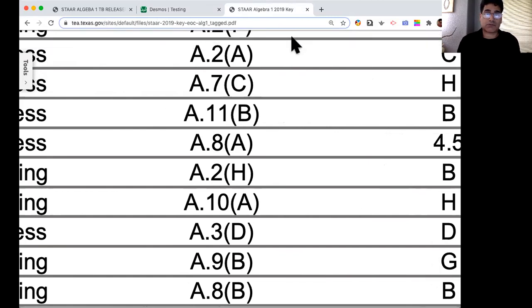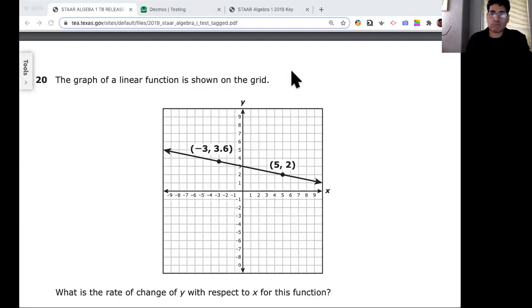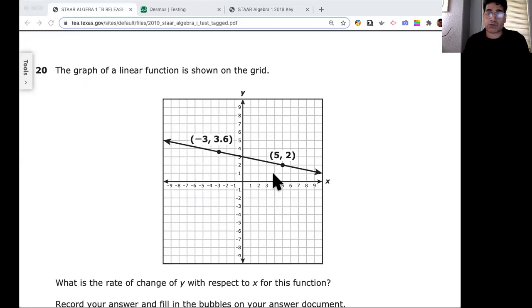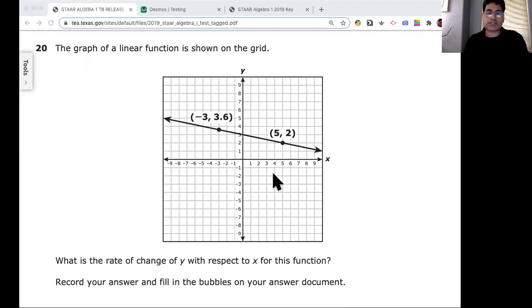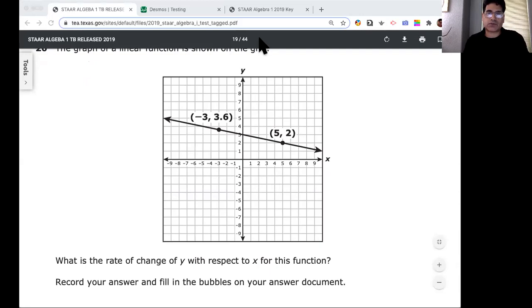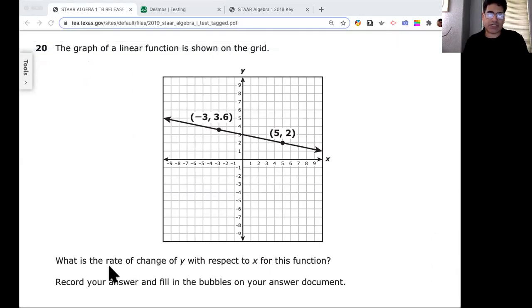Holy Desmos, what will we do without you? The graph of a linear function is shown on the grid. Okay, graph, good, graphing calculator. Looks like we might be able to use Desmos on this. So the graph of the linear function is shown, and we have 2 points, and let's go ahead and plot those. Well, let's read the question, right? What is the rate of change with respect to this function?